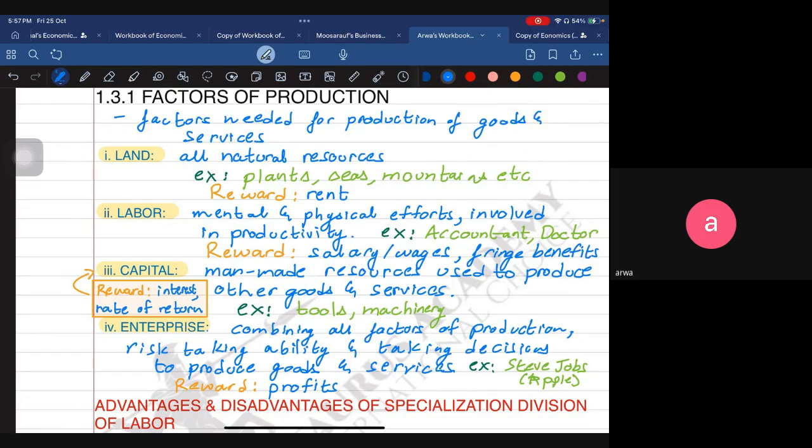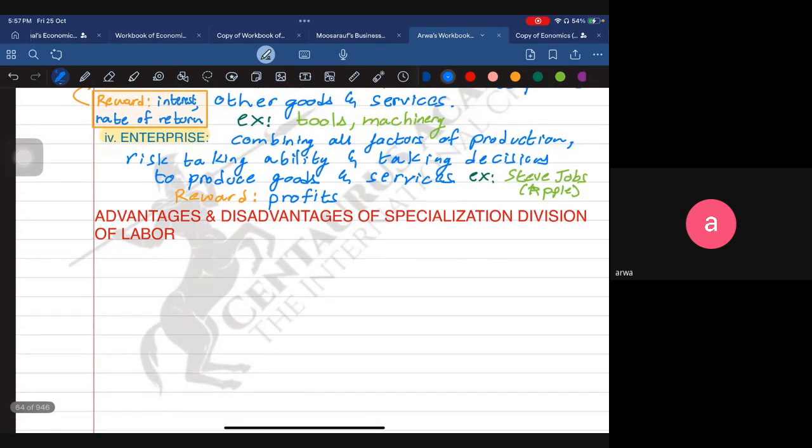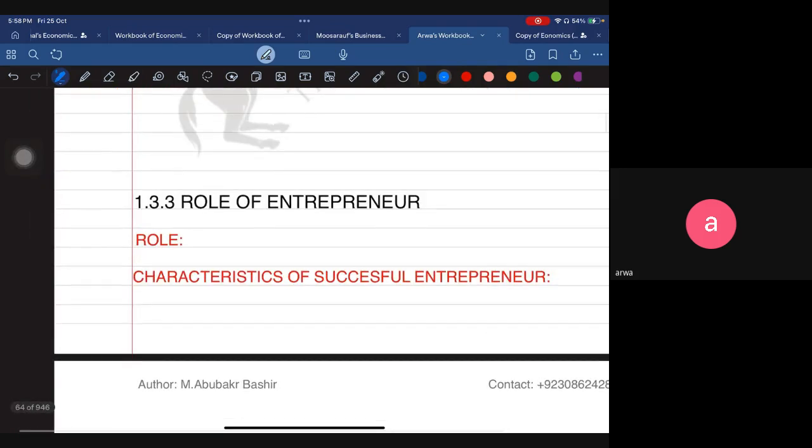I guess this is it, because we will discuss the advantages and disadvantages of specialization and division of labor in the next class in a bit more detail. From here we'll continue with the advantages and disadvantages of specialization, and then there's a bit on the role of the entrepreneur. And our chapter is going to end there, chapter 3, right? All right, sir. That's it.